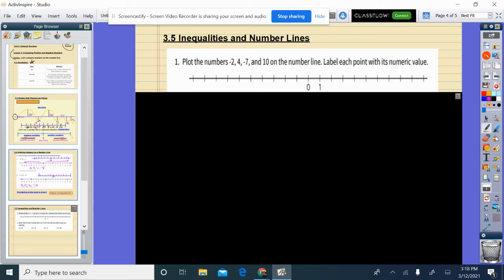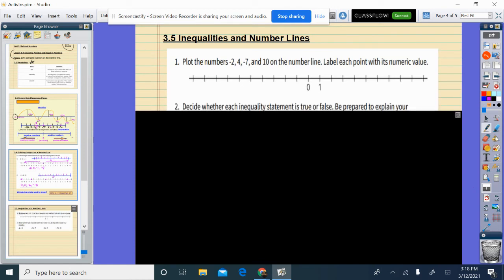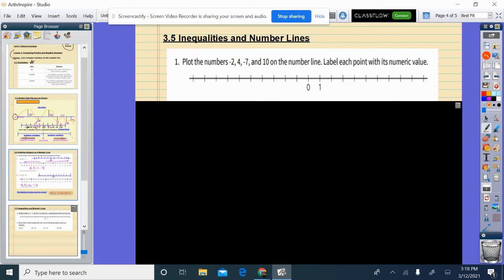Okay, here we have this one. Inequalities. Now, we're going to start talking about inequalities and number lines. The first thing I want you to do is plot these numbers on your number line. Notice they don't give me all the numbers because I don't need them. I can count out where I am.